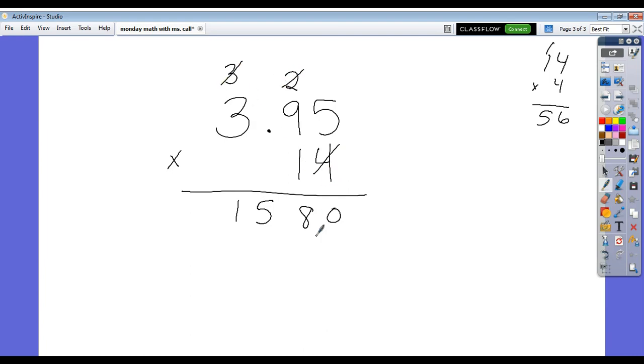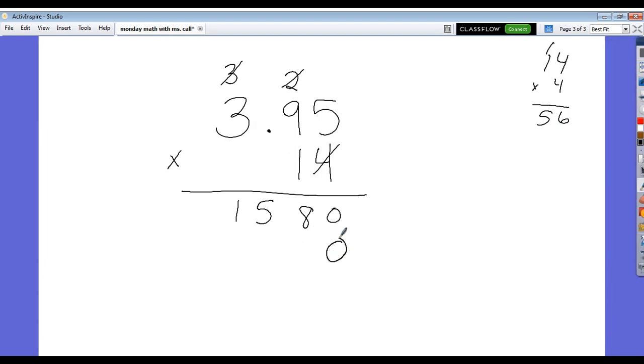And because I'm moving to my tens, don't forget that you have to put that extra place value holder right here, because now I'm moving to my tens place. So 1 times 5 is 5, 1 times 9 is 9, 1 times 3 is 3.